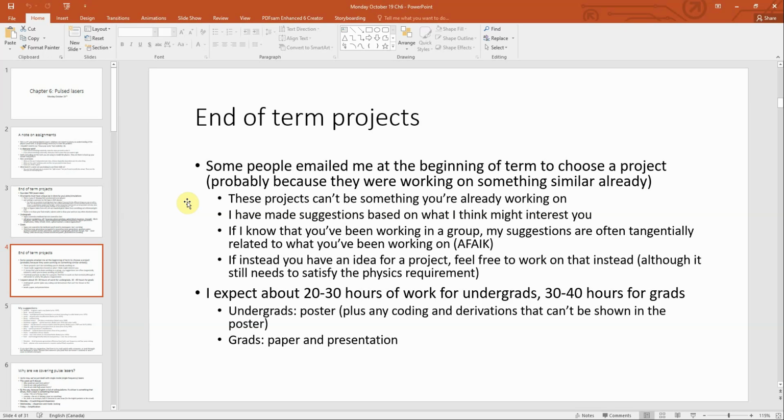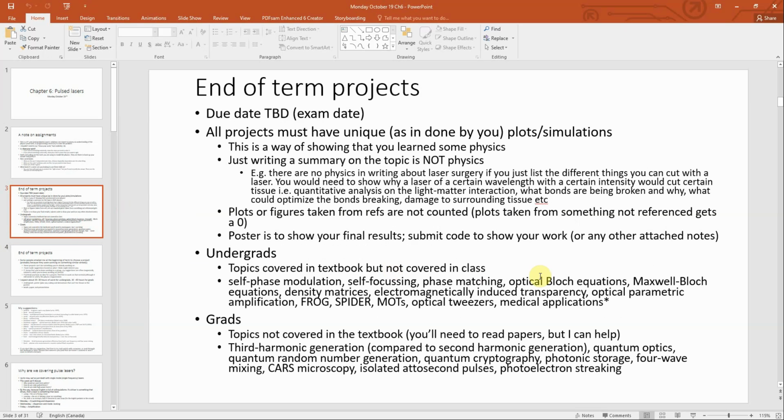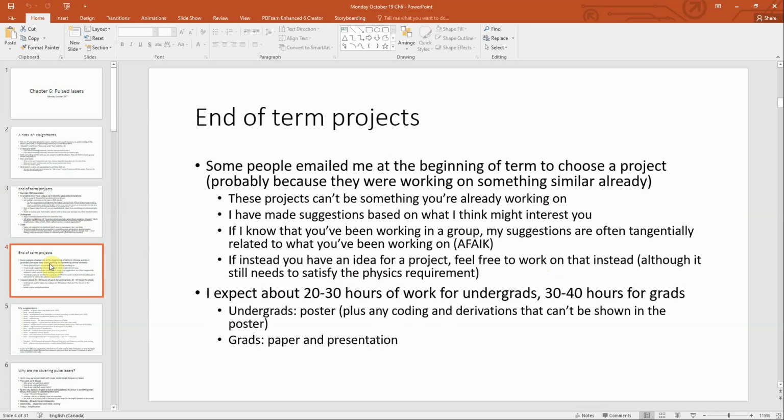So I've listed in the previous slide a bunch of ideas for undergrads that are in the textbook that we aren't going to be covering in class. And for grads, stuff that we're not going to be covering. There's some stuff that's not even in the textbook. But I've actually gone through a lot of those ideas and found something that you might be interested in. So I have some suggestions, which will be on the next slide.